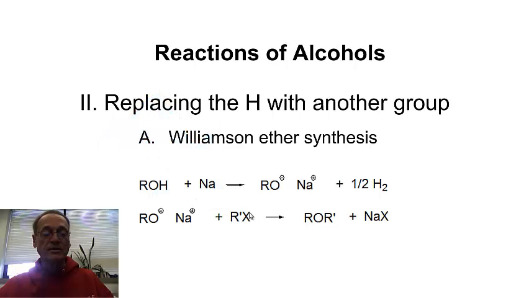If this is a secondary alkyl halide, or especially if it's a tertiary alkyl halide, you get elimination, because remember, alkoxides are strong bases. Strong bases with secondary or tertiary alkyl halides give elimination, so you really don't get the ether, you get an alkene instead. So there's that limitation that this really needs to be methyl or primary, but if it is, then this can be a useful way of making ethers.